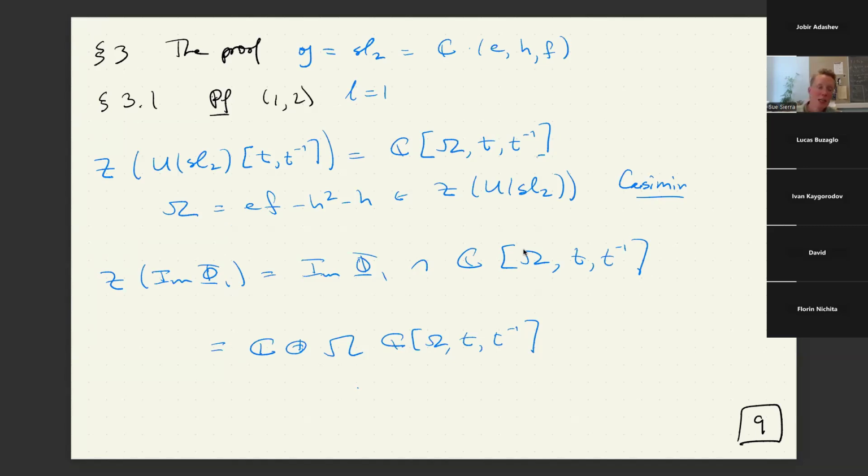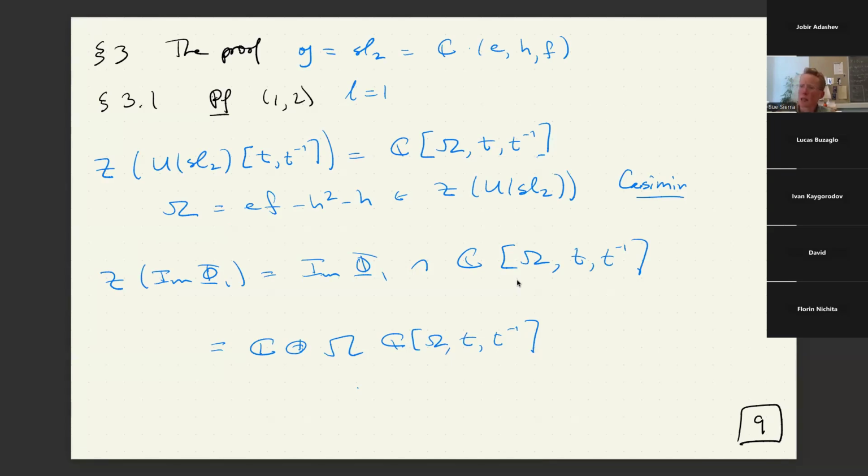Then one can also check that the center of the image of phi 1 is the intersection of the image of phi 1 with the center of this overring. So it's the image of phi 1 intersected with polynomials in omega, t and t inverse. So which elements of that ring do I get in the image of phi 1? Well, I certainly get the Casimir. I get Casimir times powers of t. And of course, Casimir times powers of Casimir. The thing I don't get is t. Right? I never have t by itself.